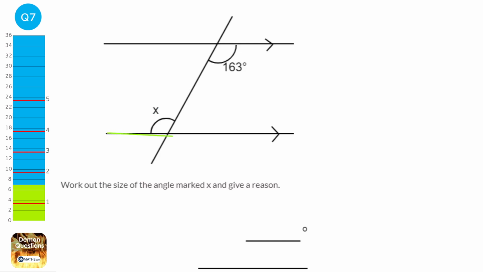Here we've got angles on parallel lines, and if I connect the angles up you can see that it kind of makes a bit of a Z pattern there. And we know that Z angles are always equal. So X will be just 163 degrees.